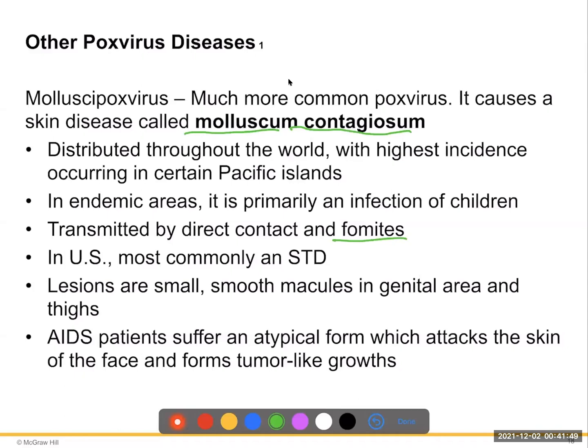In the US, it's most commonly a sexually transmitted disease. Okay, the lesions are small, smooth macules in genital areas and on the thighs. AIDS patients suffer atypical forms that attack the skin of the face and form tumor-like growths. Okay, AIDS patients with a depressed immune system are prone to a lot of different viruses.